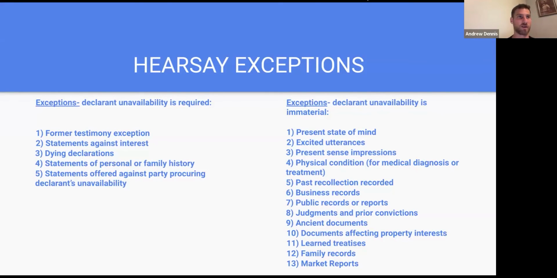So: present state of mind, excited utterances, present sense impressions, physical conditions for medical diagnosis or treatment, past recollection recorded, business records, public records or reports, judgments and prior convictions, ancient documents, documents affecting property interests, learned treatises, family records, and market reports. You should have this kind of list memorized because any of them can be tested. I'm going to go into some of them more deeply.